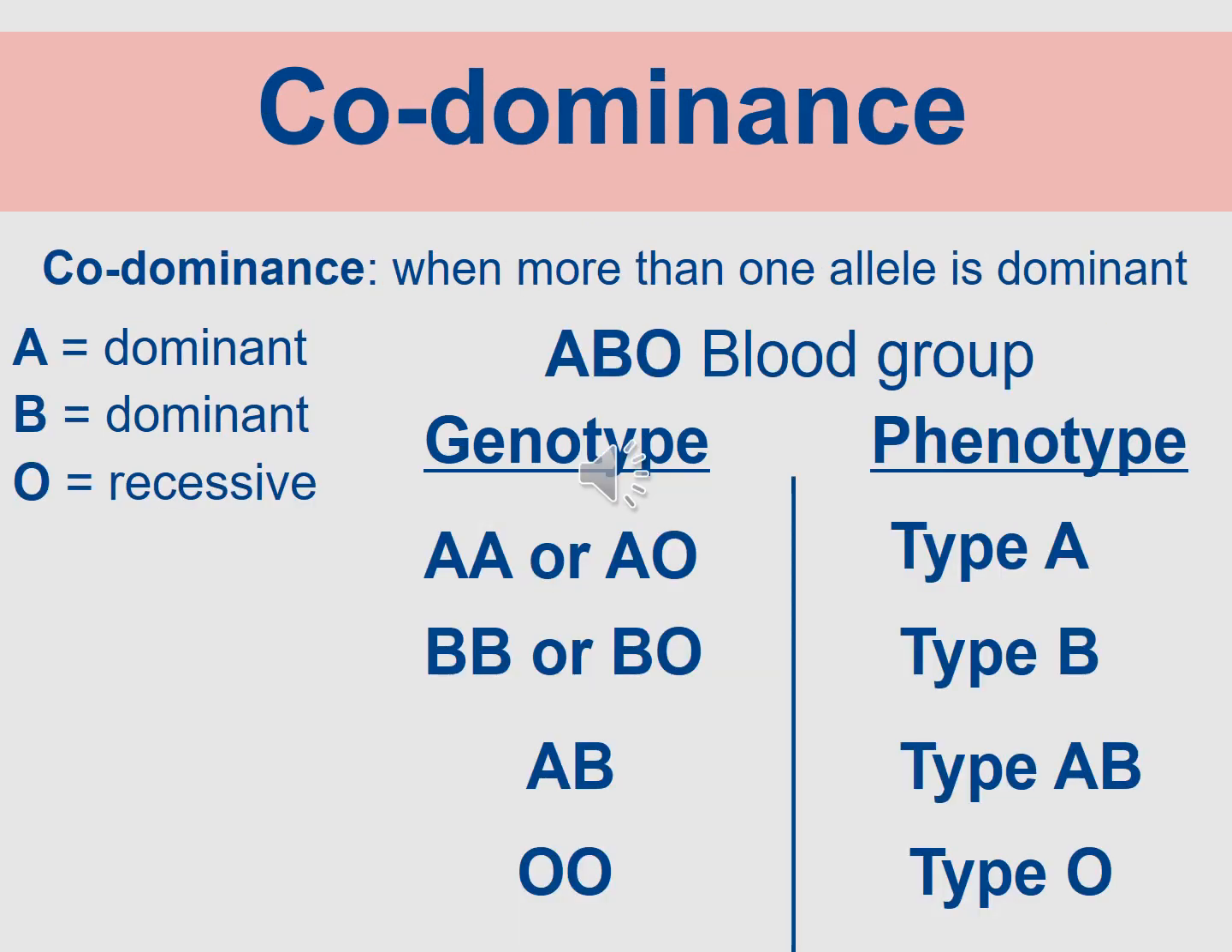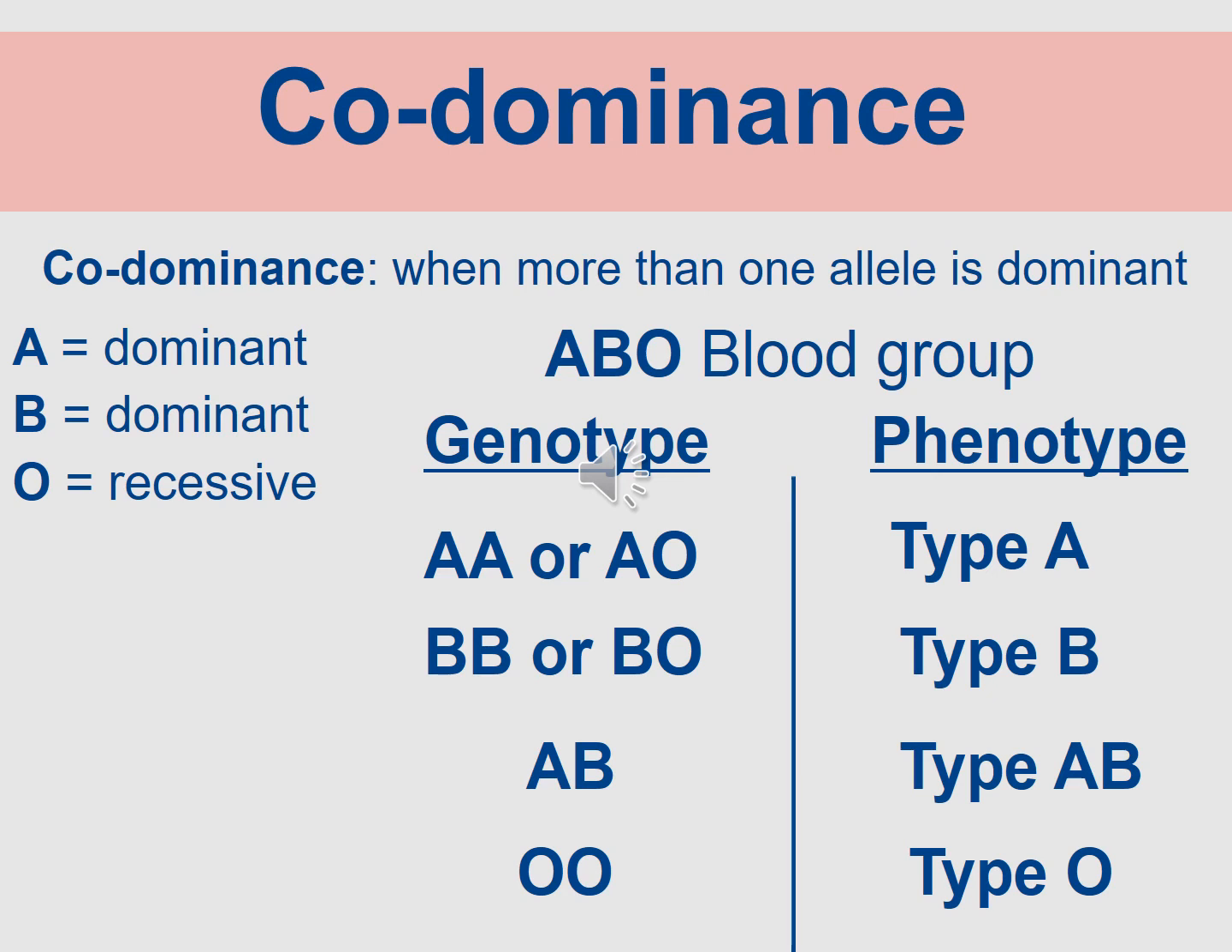Another phenomenon that we notice is codominance. Codominance is where you have 1 or more alleles that are dominant. This is how you can have AB blood, because A is the dominant allele and so is B. So I'll introduce you to the AB blood group here. You might be familiar with this. And the O is recessive.